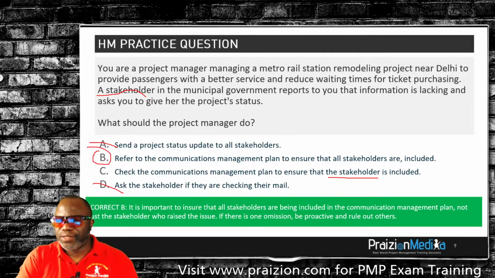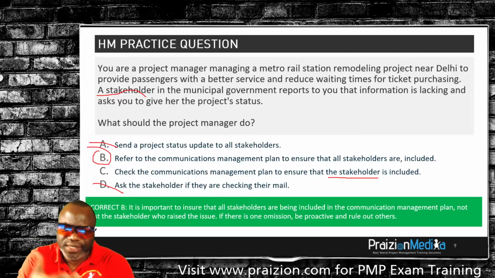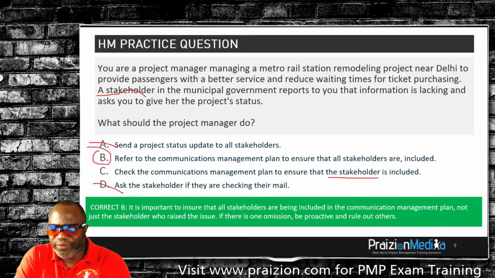is B. It is important to ensure that all stakeholders are being included in the communications management plan, not just the stakeholder who raised the issue. If there is one omission, be proactive and rule out others. So it's just common sense, being proactive. Why would you only check for that stakeholder when there could be others? See? All right, so we're down to just a final question here.